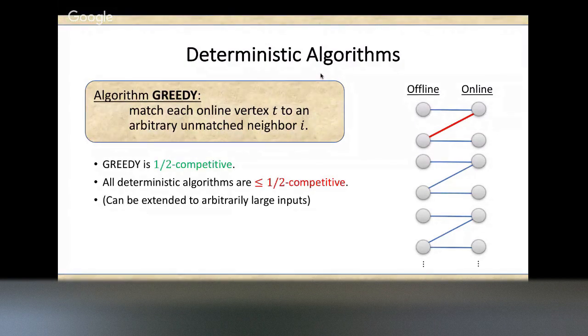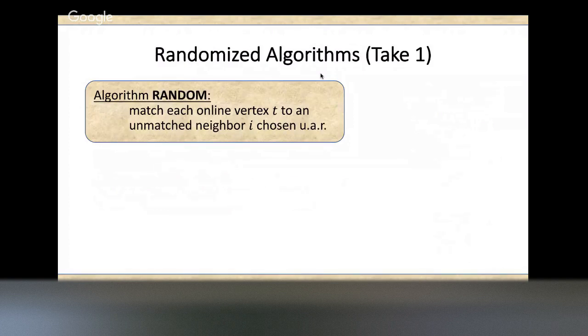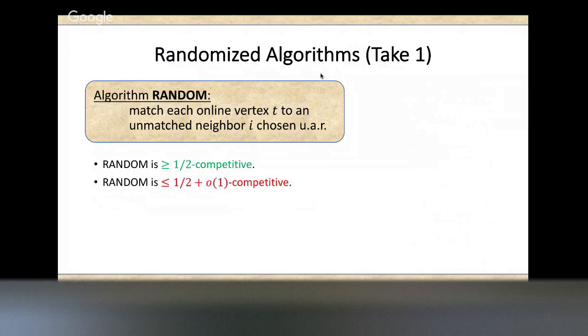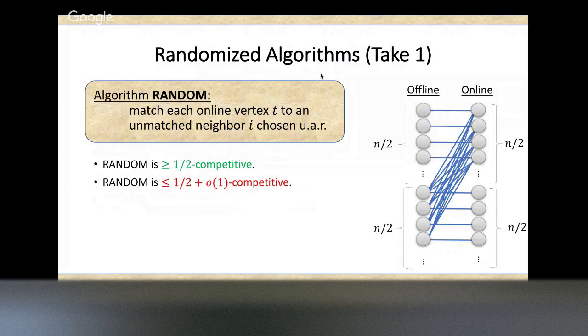What about randomized algorithms? The first random algorithm you think about is just match to some unmatched neighbor chosen uniformly at random. Again, this is at least 1/2 competitive, and unfortunately, it's not much better. We can show that this is 1/2 plus little o(1) competitive. For example, consider the following inputs. You have n online vertices and n offline vertices. Every online vertex neighbors the offline vertex just in front of it, and the first n/2 online vertices are connected to all the last n/2 offline vertices.